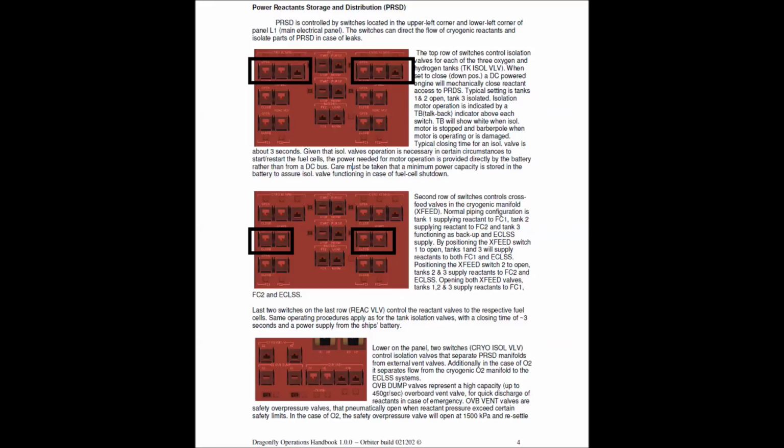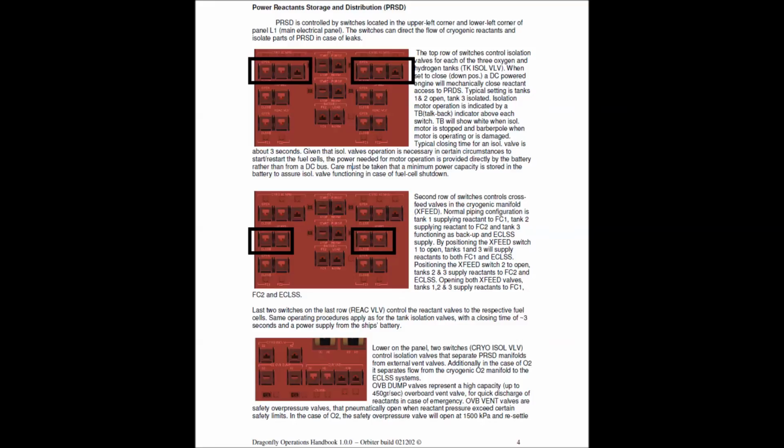Isolation motor operation is indicated by a talkback indicator above each switch. Talkback will show white when the isolation motor is stopped and barber pole when the motor is operating or is damaged. Typical closing time for an isol valve is about 3 seconds. Given that isol valve operation is necessary in certain circumstances to start or restart the fuel cells, the power needed for motor operation is provided directly by the battery rather than from a DC bus. Care must be taken that a minimum power capacity is stored in the battery to assure that isol valve functioning is possible in case of a fuel cell shutdown.